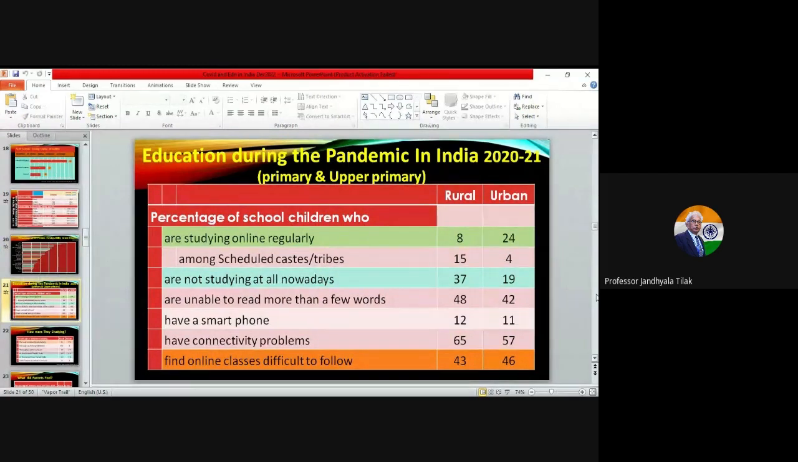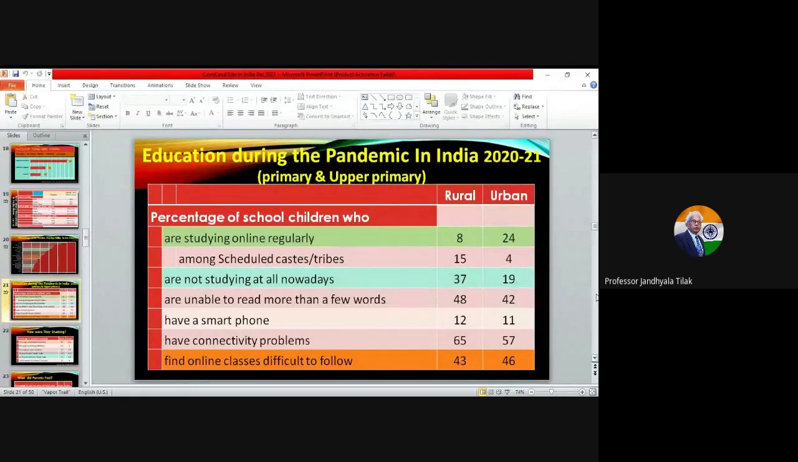In fact, there were studies of this kind that were very clearly taken up, particularly during phase 2 and spilling over to phase 3. Percentage of school children who are actually studying online regularly at home in 2021, that is, as I said, phase 2 spilling over to phase 3: 8% of the rural children were studying regularly online, and the percentage is 24% in urban areas. And 37% of the children are not studying at all during those days in the rural areas. That's a big number.